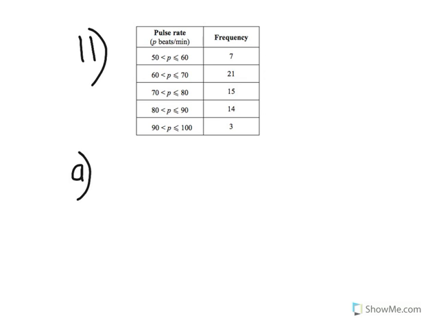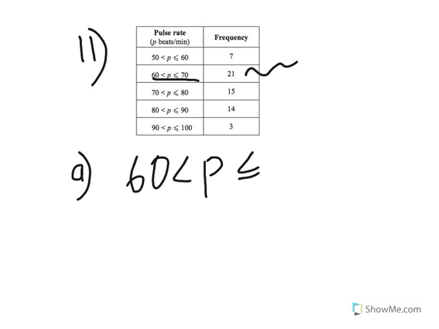Now what modal class means: mode means most popular. So modal class means the most popular class. The most popular class means the one with the highest frequency. So all you've got to do is look at the highest frequency. In this case it's 21, and that is for the class of 60 to 70. So the modal class is 60 to 70.